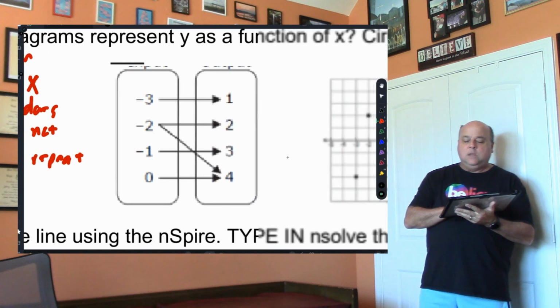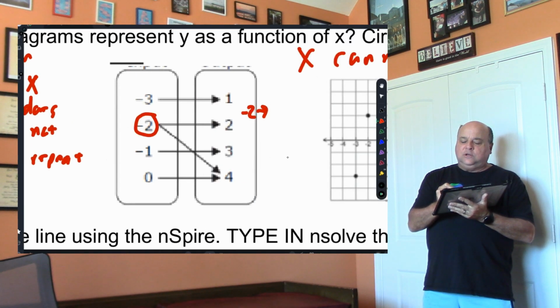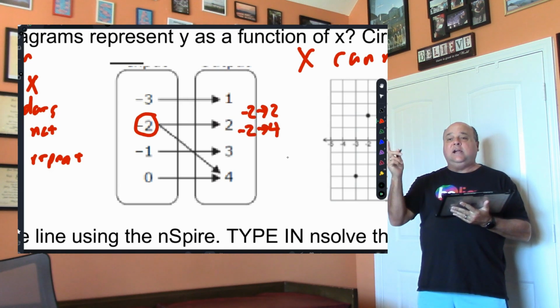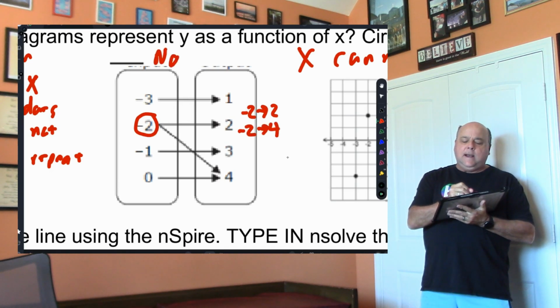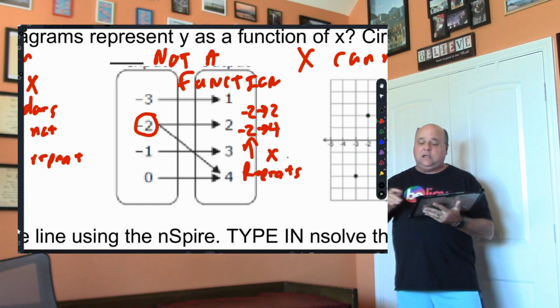Go to the next one. The -2 goes to the 2, and the -2 also goes to the 4. The -2 repeats, right? Not a function. Why? Because the -2 repeats. I have an x that repeats, right? The -2 is repeating here.